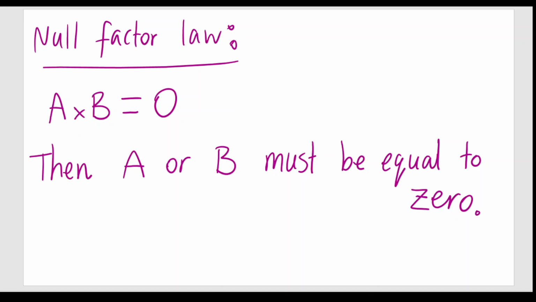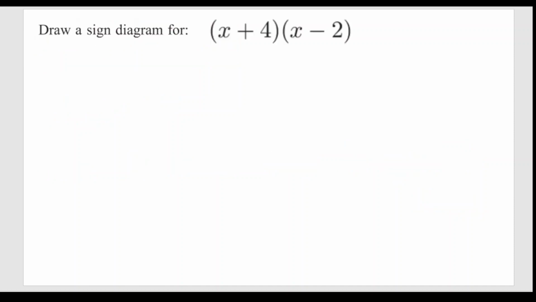Now, what this means for constructing our sign diagrams, when we're trying to find a sign diagram, the first thing that we are looking for here is our values of x for which the equation or the function is equal to 0. So the null factor law comes into play because when we have something like these two brackets here, the null factor law would show that if this whole thing is equal to 0, then we only need to figure out when each of these brackets are equal to 0.